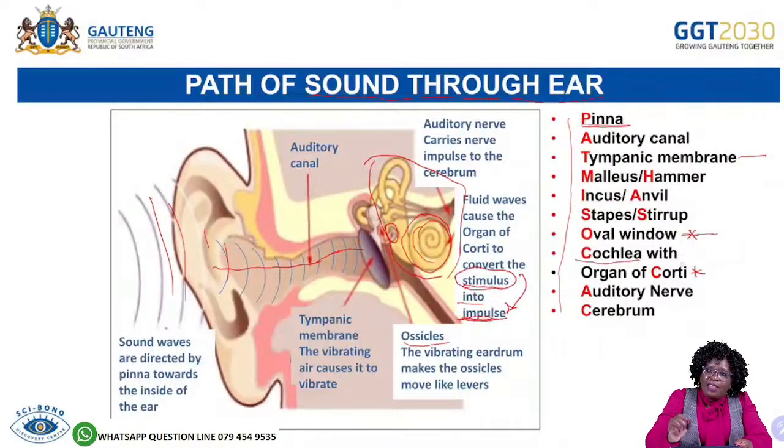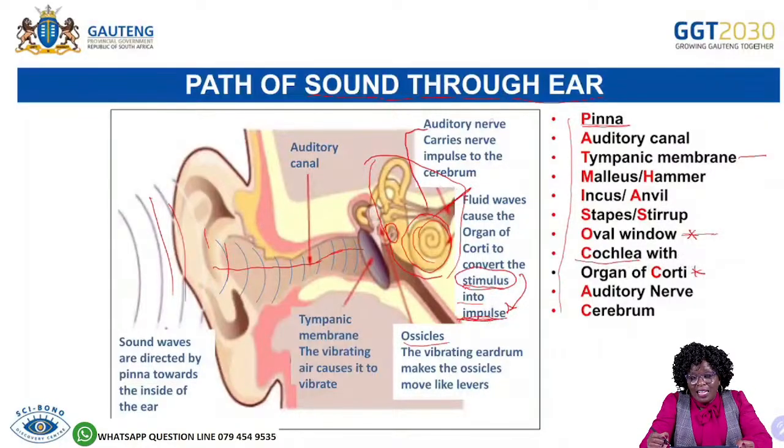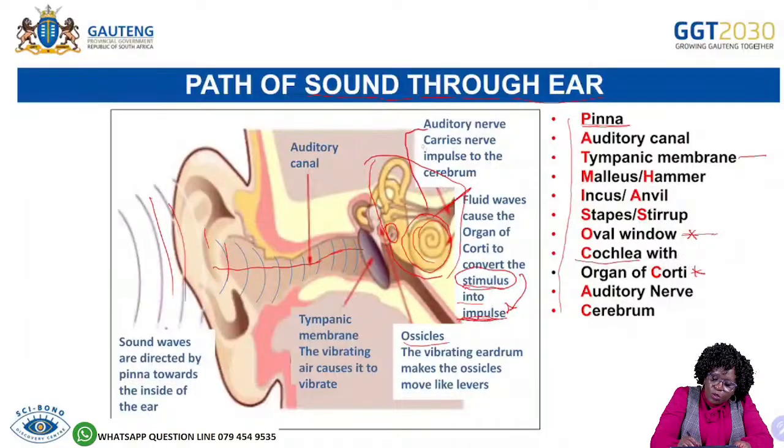And then the impulse now is going to be carried to, what is this structure here? This is the auditory nerve. Do not make a mistake of confusing auditory nerve. Some learners will also say that it's the optic nerve. Optic nerve is found on the eye, but auditory nerve is the one that is found on the ear. Then the auditory nerve, what will it do? It will carry the impulse to the cerebrum.